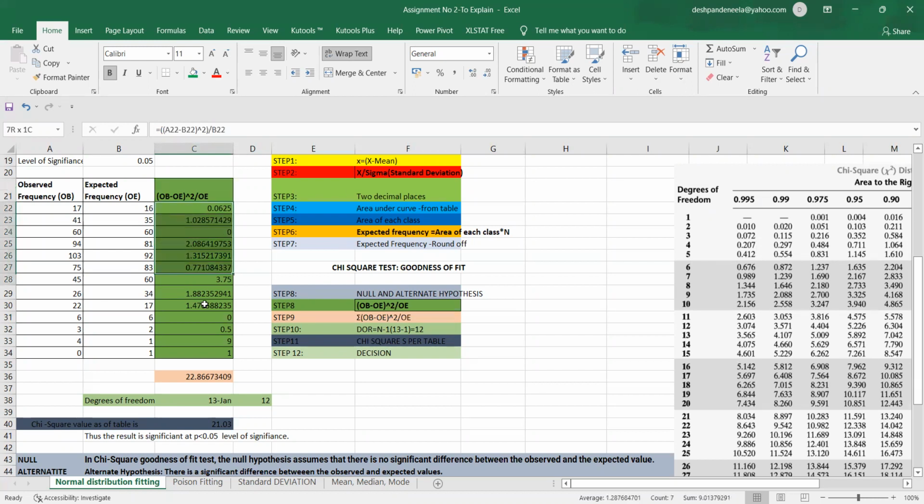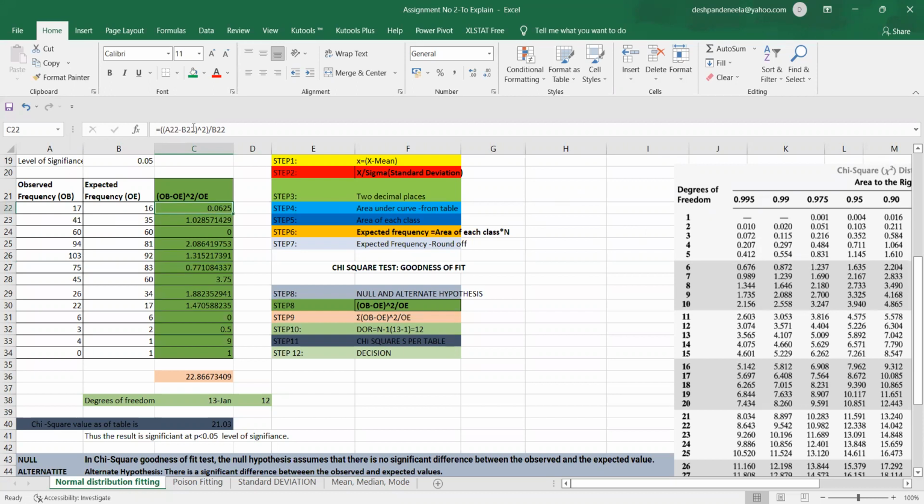Now I'll demonstrate it to you here. I have directly used the formula. If you want to break this into parts, calculate OB minus OE first, then square it, then divide it by OE. Well, that is also fine, not a problem. But I'll demonstrate this over here.